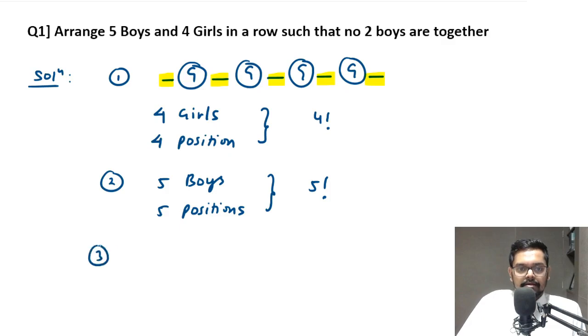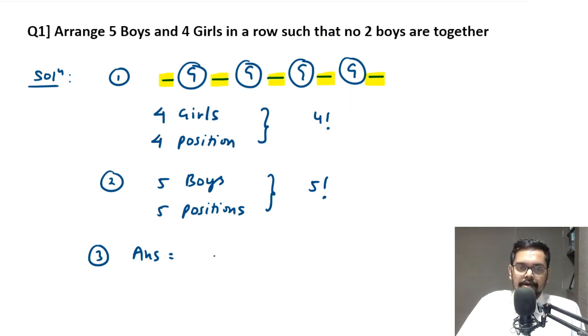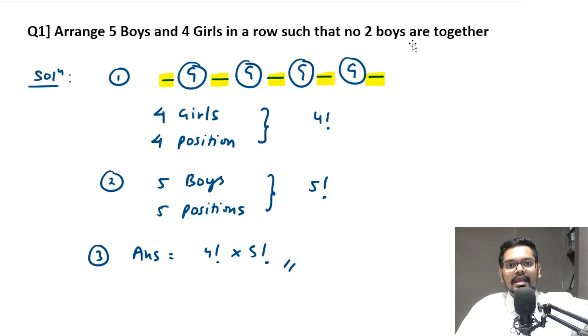And the final answer would be what? Arrange girls and boys, so 4 factorial into 5 factorial. And means multiplication. So 4 factorial times 5 factorial is your final answer. Easy. Understood how to solve this kind of question? Basically, you have to generate different patterns as per the constraints. You can see no 2 boys are together; this is how the pattern looks. If you understood this, let us go to the next question.